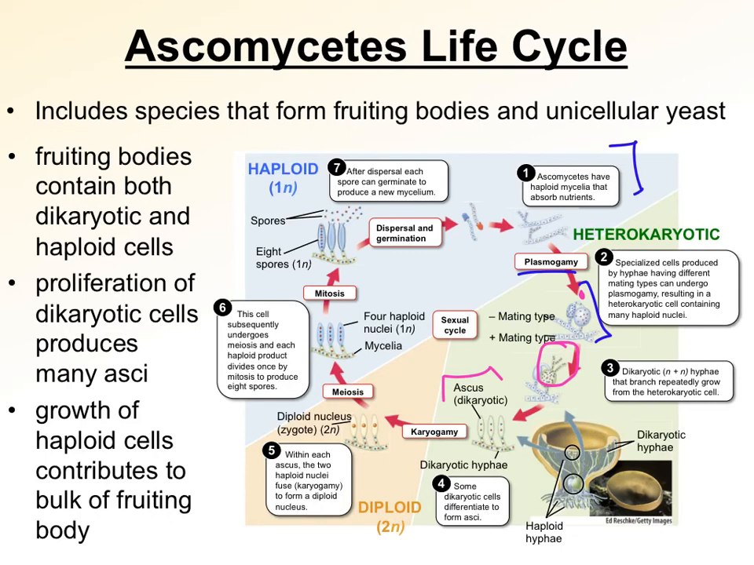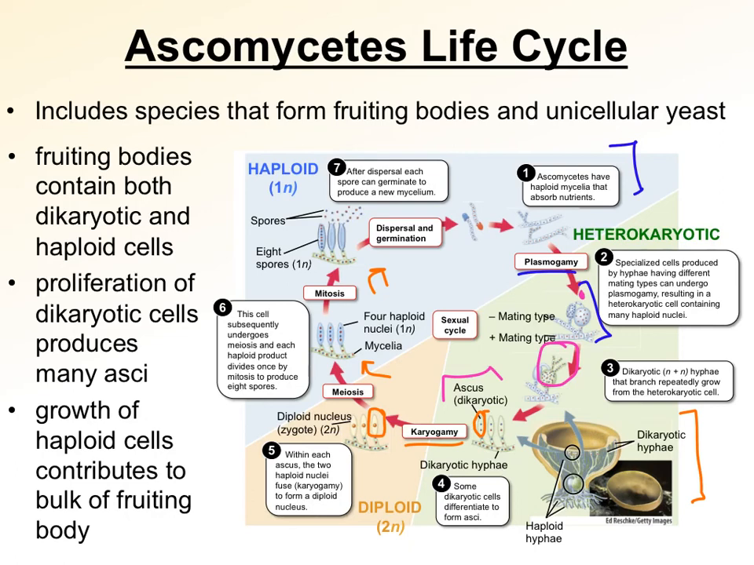And once this forms, then you can see that they undergo karyogamy. So if you were to zoom in on this cell here that's dikaryotic and then zoom in after they undergo karyogamy, you can see they have a diploid nucleus. Then they undergo meiosis, and then they're eventually going to lead to 4 haploid nuclei, and then eventually they undergo mitosis to give you some more nuclei, and then those spores are going to be released and the whole process starts over again.